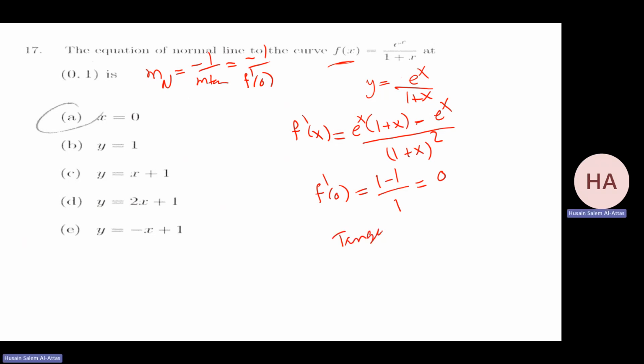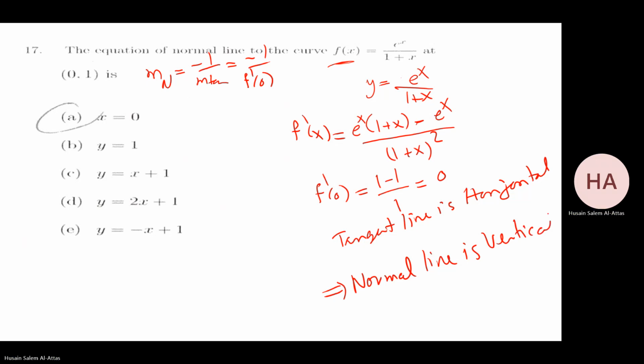So the tangent line is horizontal. That implies the normal line is vertical. And so its equation is x equals the point's x-coordinate, x equals 0, since the point is 0.